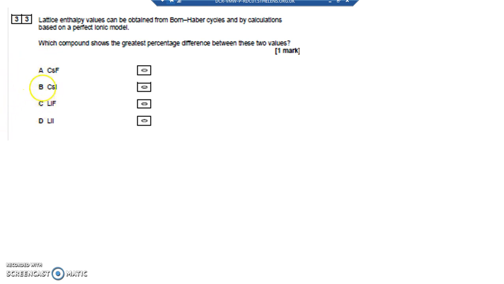D has got the worst of both worlds. Both atoms, lithium and iodine, are not going to form ions very well. Lithium, being very small, isn't going to lose its electron very well. Iodine, being very large, isn't going to attract an electron very well. Lithium iodide, D, is the least ionic, and that's your answer.